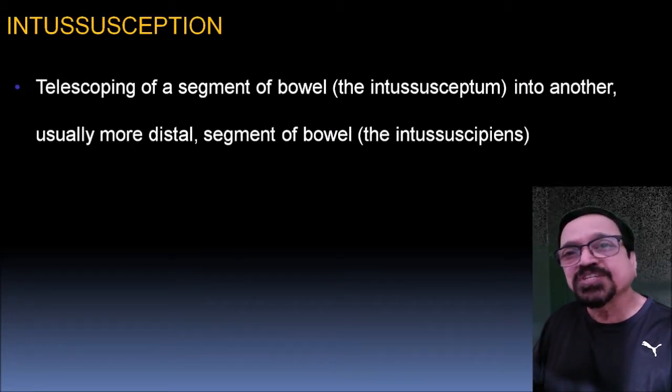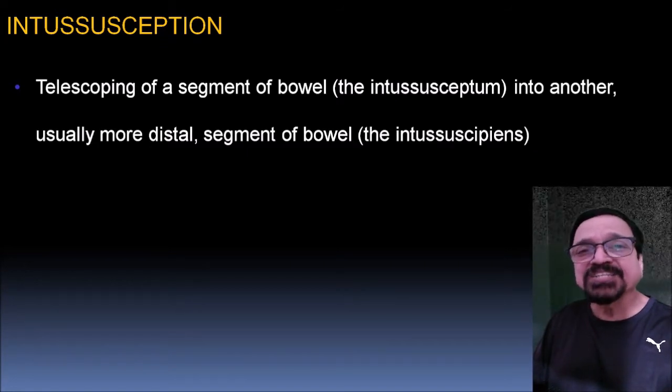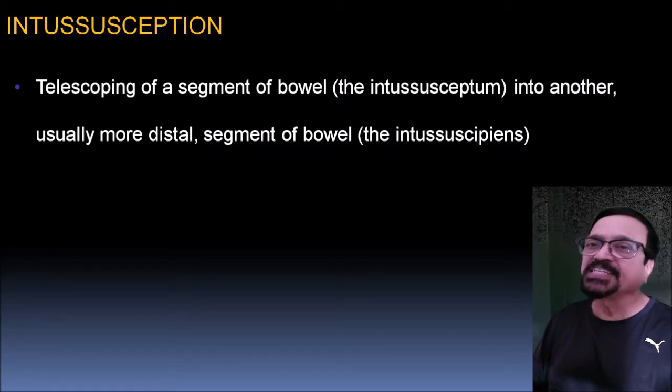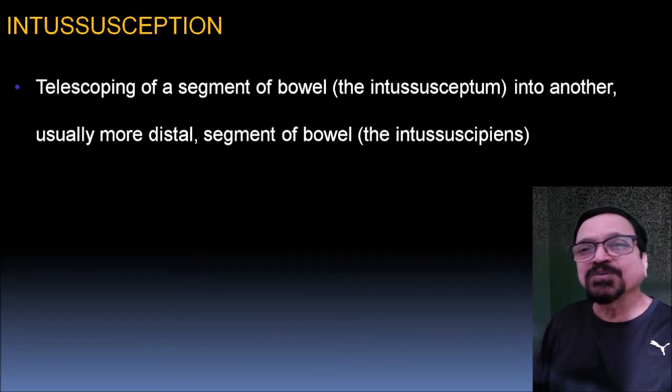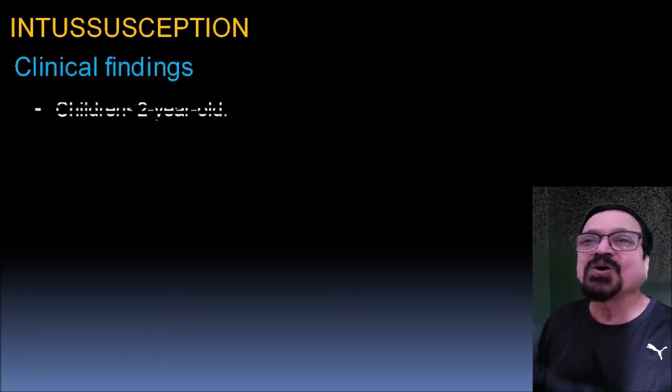Now, intussusception by and large is common at the ileocecal junction. However, there can be intussusception that is ileo-ileal, jejuno-ileal or otherwise in occasional rare conditions. Now what is it? A telescoping of a segment of the bowel, that is the intussusceptum, into another, usually more distal segment of the bowel, that is called the intussuscipiens. So these are the two things which are to be identified, but they are best identified on ultrasound.